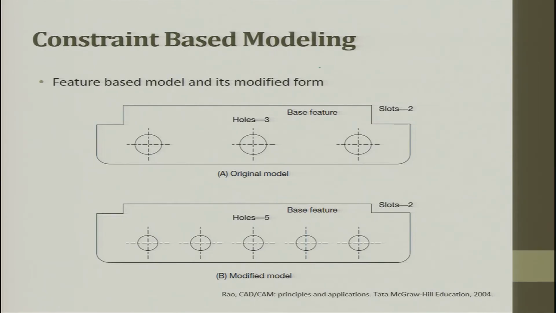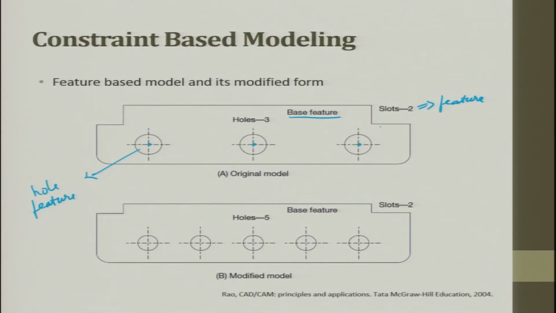So, feature based model and its modification. So this is the base feature and this hole is another feature. All you do is take the base feature, take the hole feature and define the locating points, then you get whatever you want. If you want to make a slot, slot is a third feature. You define the location for the slot, you get the slots on both the ends. So you again take the base feature, and if you want to make 5 holes, you put one after the other and 2 slots on both sides.